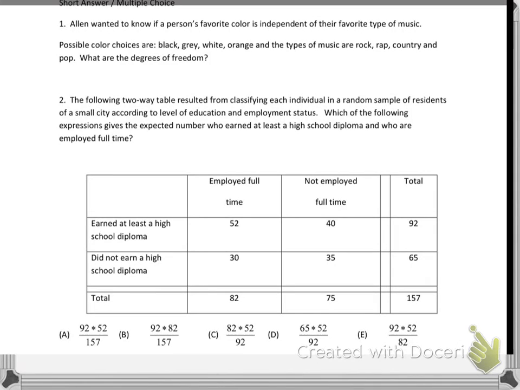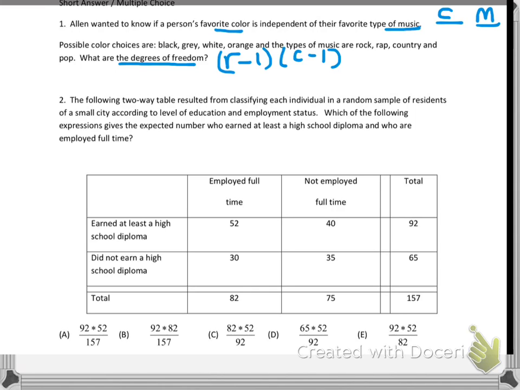All right, so let's start with number 1, and here they're just asking for the degrees of freedom. And remember that is going to be rows minus 1 times columns minus 1. Okay, so we are looking for the favorite type of color and music. All right, so we have color and music.